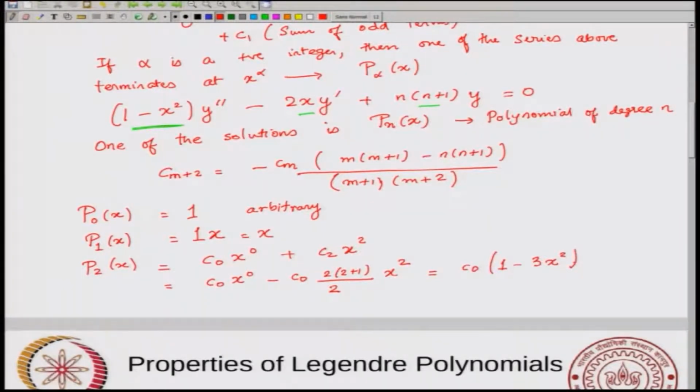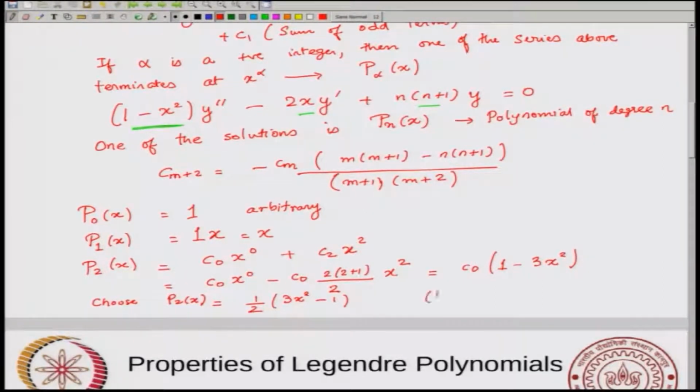Now, I can choose any value of C 0. The choice that we make for C 0, so we choose P 2 of x. Again I emphasize that this is a choice because you can choose any value of C 0. This choice actually ensures certain properties of the Legendre polynomials, which we will see soon. So, you choose C 0 equal to minus half. So, this becomes half 3 x square minus 1. Then P 2 of x becomes half 3 x square minus 1.